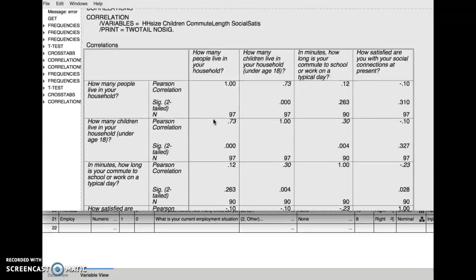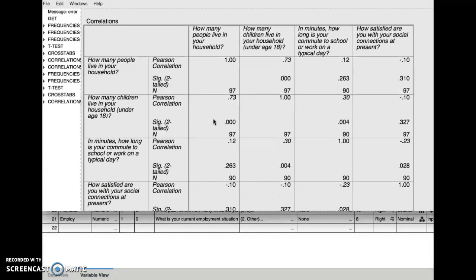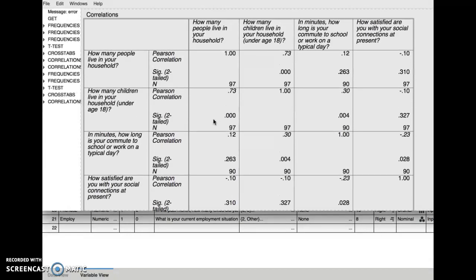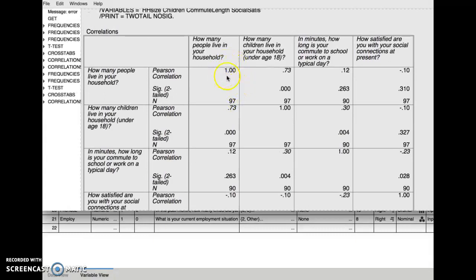scroll down. So this should look, again, it's kind of a lot of information, but this should look somewhat familiar to what was in the other video, because you see this 1, 1, 1. So there's that diagonal line. 0.73 is the same, 0.73 is the same. So let's take a look at a couple of these. The correlation between how many people live in your household and how many children live in your household. That's a pretty big correlation. That makes sense. Those who have more kids in their household tend to have more people overall.